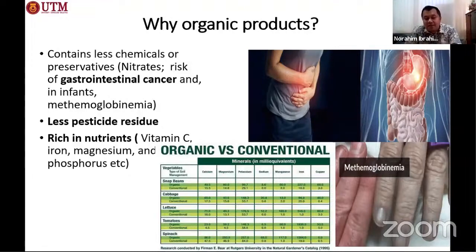And sometimes ada lagi satu jenis cancer yang ataupun penyakit yang menyerang kanak-kanak, ya, infants, methemoglobinemia. Kalau you tengok kat situ tangan dia, you nampak macam compared to normal people, dia akan jadi macam lebam. You nampak macam, yalah, lebam lah. That is what we call methemoglobinemia.